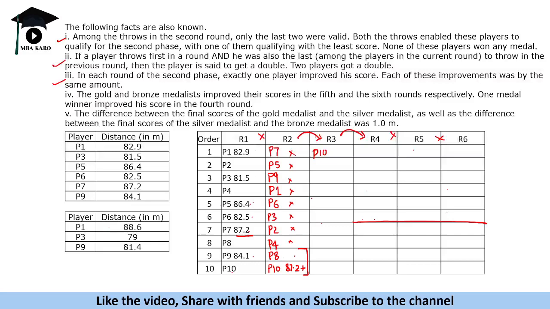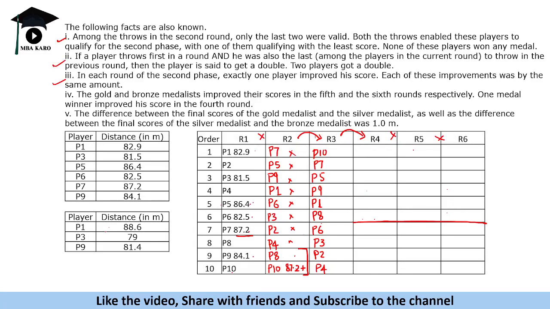So that will be player 8. So player 8 will be rank 6. Now the rest of the 4 players will come in this order. P7 will be rank 2 because now player 10 is rank 1. P7, then P5, then P9, and then P1. And post P8, the remaining 4 players will be P6, P3, P2, and P4. So they will be eliminated, and 6 players will go to this round.